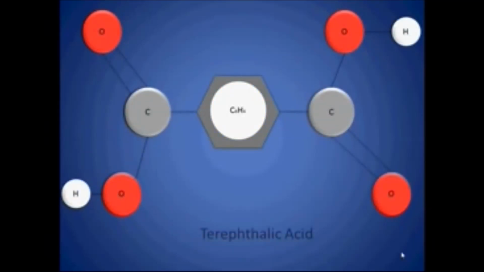Now we have terephthalic acid, which is a single monomer of terephthalic acid, as you see. It consists of one benzene ring, 2 carbon atoms, 4 oxygen atoms, and 2 hydrogen atoms. Now on the oxygen and carbon atoms you can see there are 2 double bonds. These double bonds do not split at all throughout the condensation polymerization reaction.